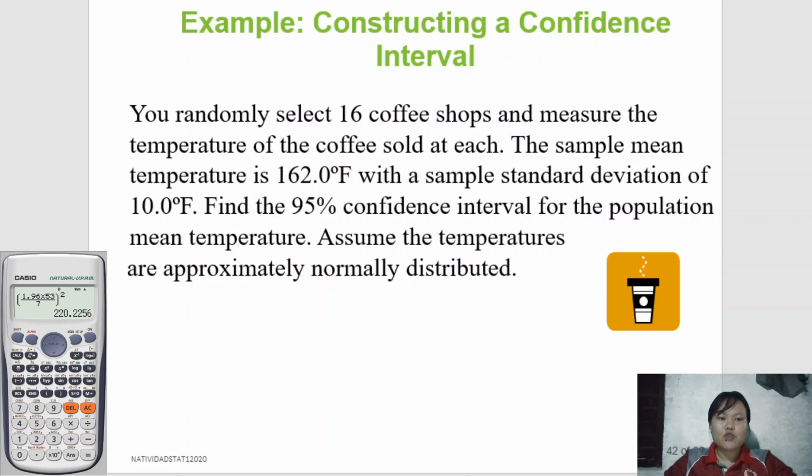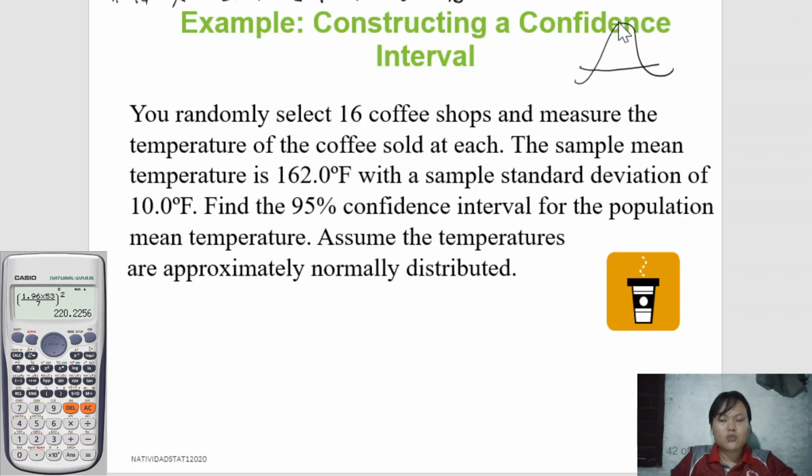First off, identify muna natin yung givens. We have here n is equal to 16. Other givens, sample mean is 162, and sample standard deviation, 10 degree Fahrenheit. Tapos c is equal to 0.95. Find the 95% confidence interval. Assume temperatures are normally distributed.